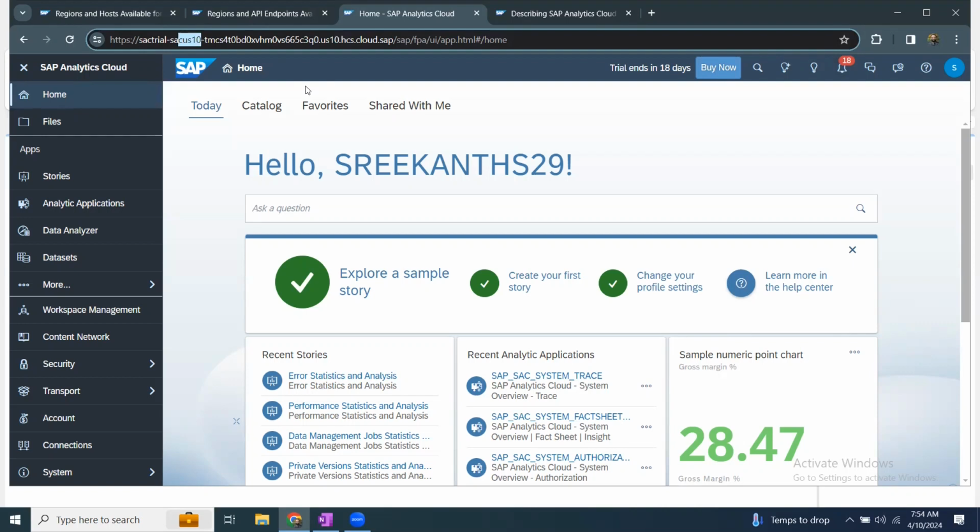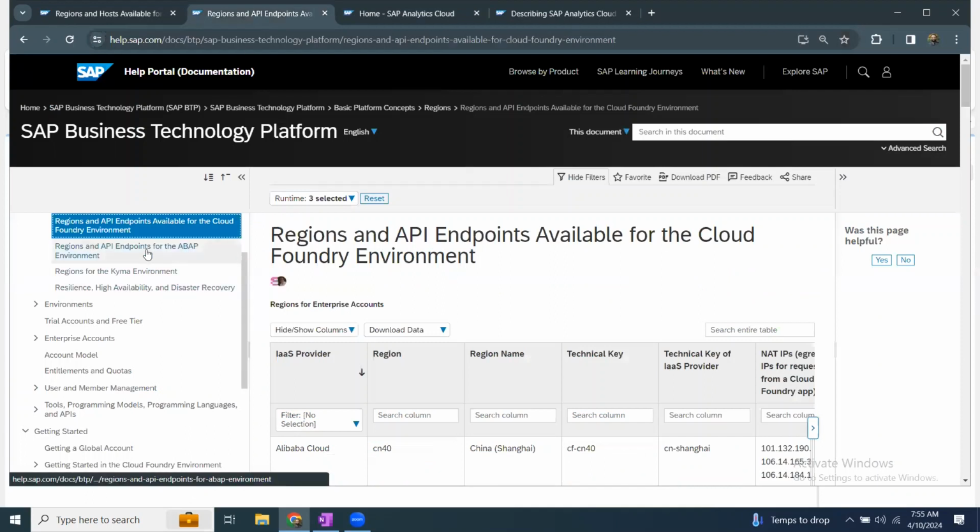Going to the next part, identifying the region and the data center location of these Cloud Foundry tenants. I'm going to navigate to the SAP Help page, where you can find the regions and API. I'm going to paste this URL in the description of this session so that you can navigate and check this. Basically, here you have all the environments of Cloud Foundry and also ABAP and others. In this particular example, we are focusing on the Cloud Foundry environment.